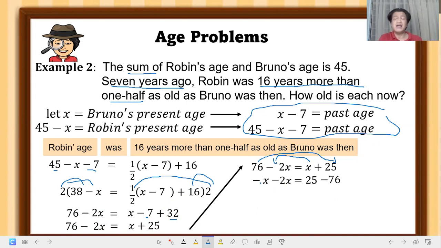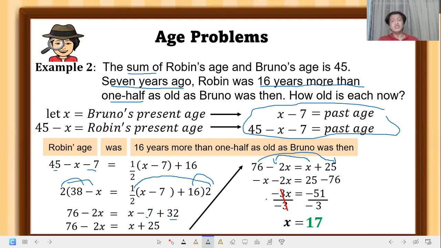Okay, then combine ng like terms. What is negative x minus 2x? Negative 3x. What is 25 minus 76? That is equal to negative 51. Then you're going to apply the multiplication or simply divide natin both sides of the equation by negative 3 para ma-cancel natin yung negative 3 dyan. Okay? Therefore, cancel natin. What is negative 51 over negative 3? That is x is equal to positive 17.